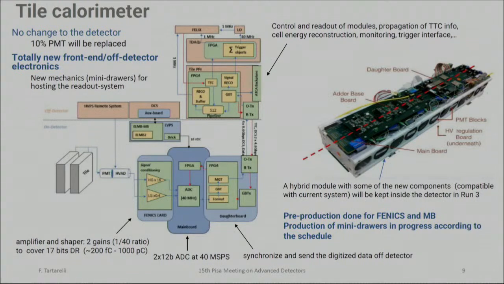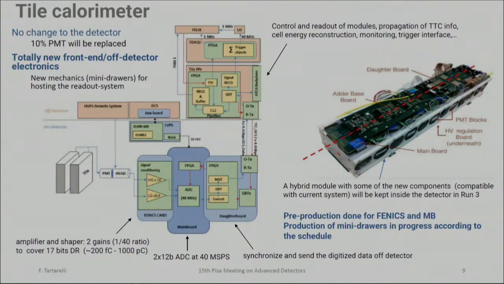For what concerns the tile calorimeter, the situation is very similar. There will be basically no change to the detector, but there will be new front-end electronics, which will be housed in a new mechanical structure called the mini drawers. Again, here the signals from the photomultipliers are amplified and shaped with two gains to cover the 17-bit dynamic range. Then there are two 12-bit ADCs working again at 40 megasamples per second.